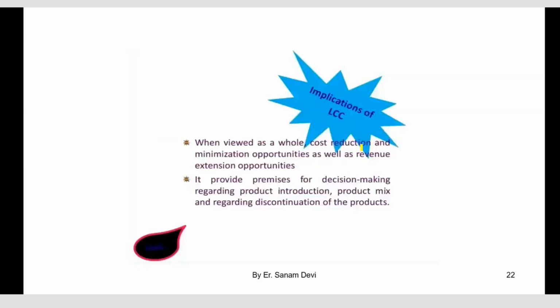When viewed as a whole, cost reduction and minimization opportunities as well as revenue extension opportunity. Here we can see revenue extension opportunity also; we will think. Because in LCC only we can think about after sale service में कितना price, which price is required after sale. It provides premises of decision making regarding product introduction, product mix, and discontinuation of the product.